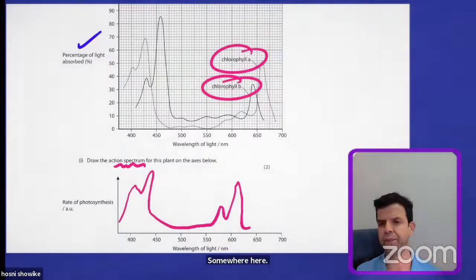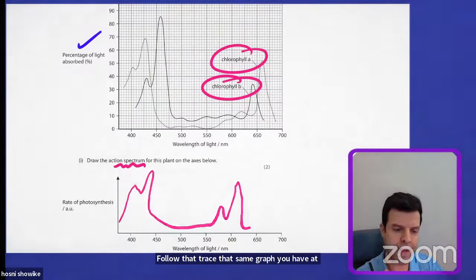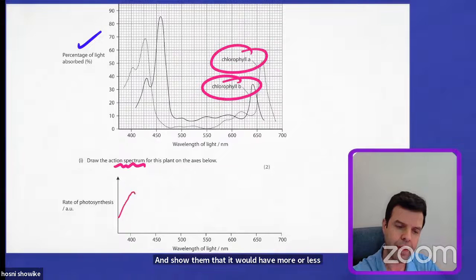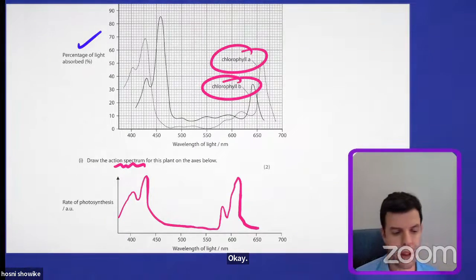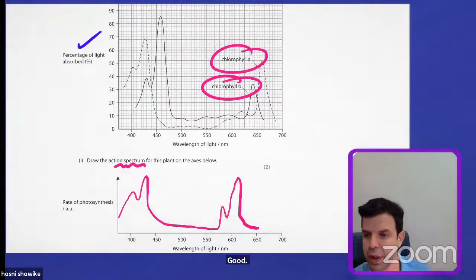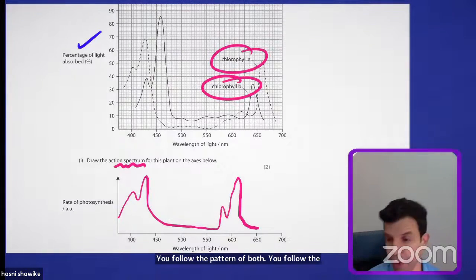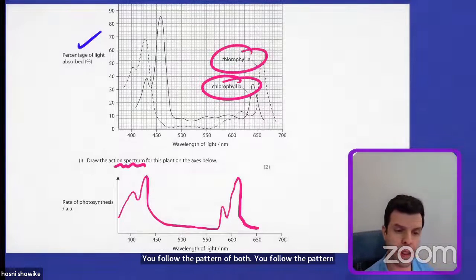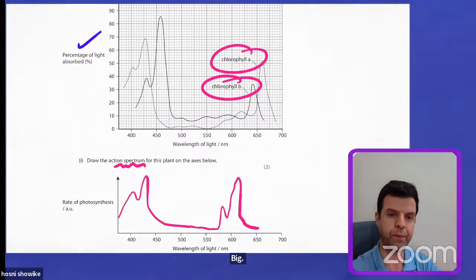So just like this, follow that, trace that same graph you have at the top and show them that it would have more or less the same pattern. Okay? Good. You follow the pattern of both. You follow the pattern of chlorophyll A and chlorophyll B. So just show both of them. You see what I've done? Okay.